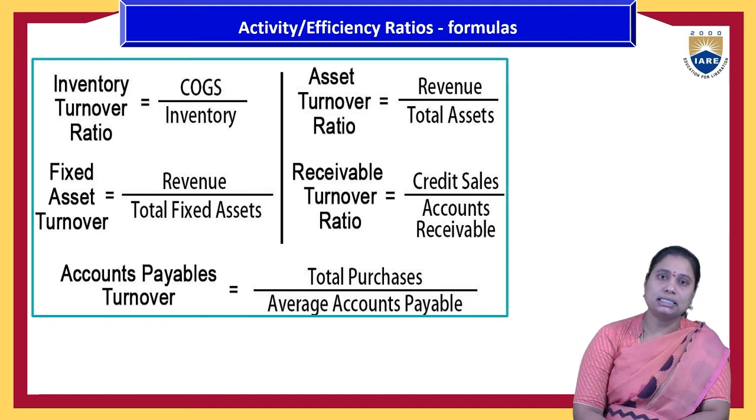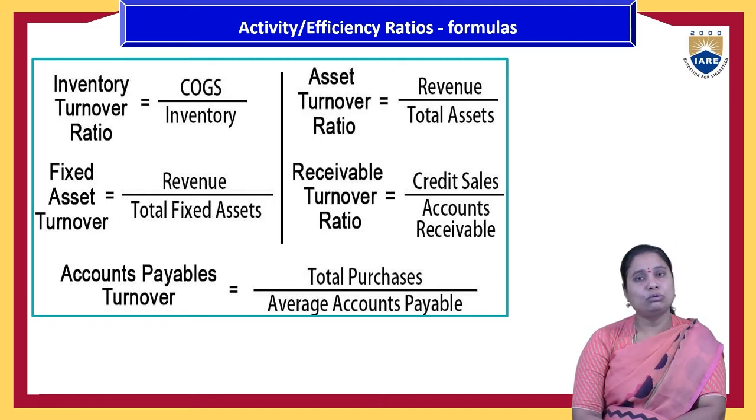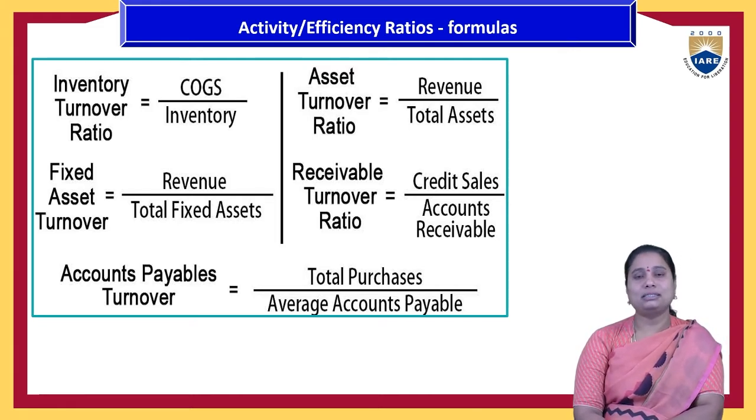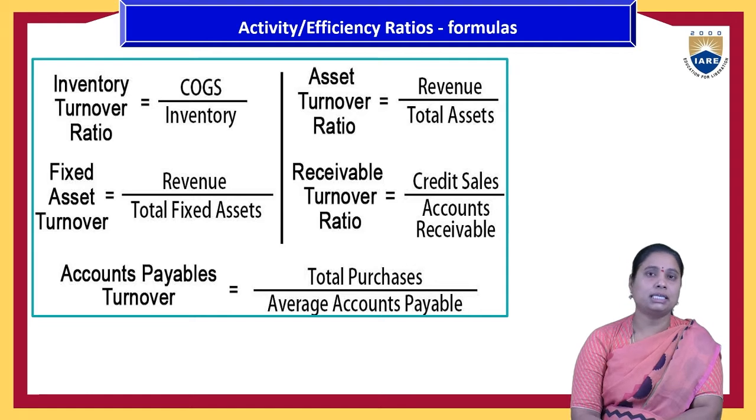The cost she has incurred is 8,000, but the worth of the goods she has purchased is 10,000, which means she is the best inventory manager. The same thing applies in an organization: how much is the cost of goods sold, and how much inventory is left with the organization. That is the inventory turnover ratio.